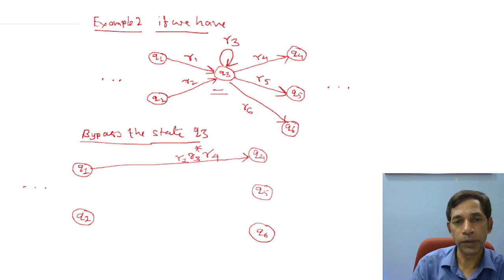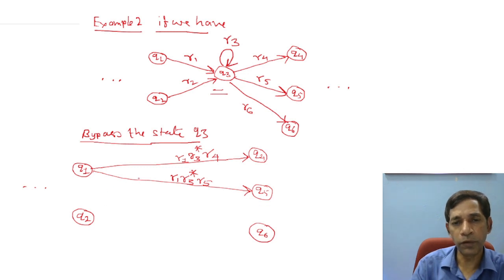Okay. Next, from Q1 you can go to Q3, then you can go to Q5. You have the outgoing edge which goes to Q5 from the state Q3. So from Q1 you can also have a direct edge to Q5. What is the regular expression? You have R1, then R3 Kleene star, and then you concatenate with R5. So you have the direct edge now Q1 to Q5: R1, R3 Kleene star, then R5.